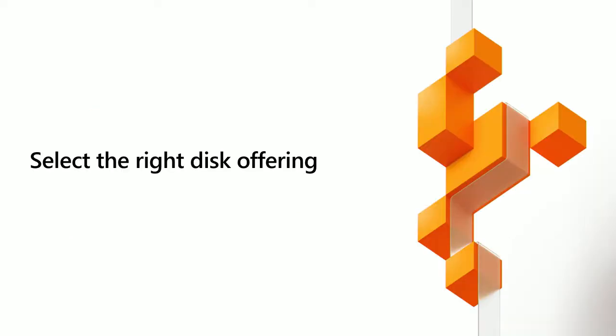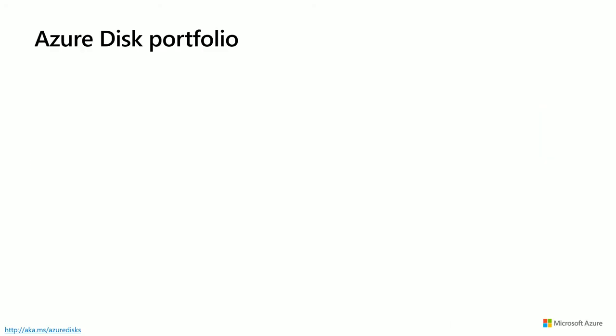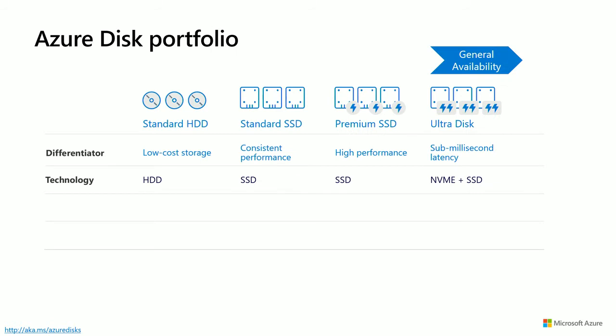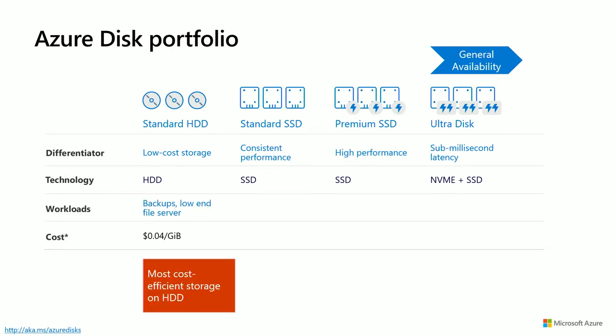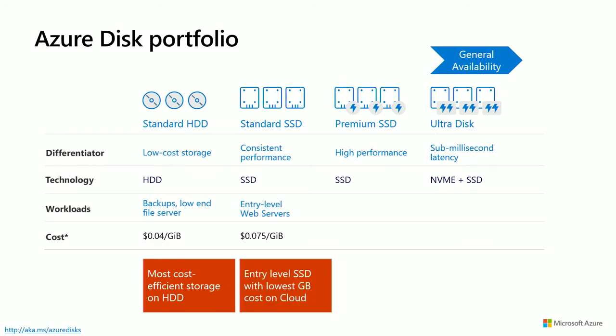Let's get started. We'll start with selecting the right disk offerings. Azure provides you the most comprehensive disk portfolio, ranging from standard HDD to Ultra disks. The underlying hardware and software technology determines the performance characteristic and also the price point. We have our most cost-efficient storage on HDD, ideal for backup type of workload. Then we have entry-level SSD, where we offer the lowest per GB price SSD on the cloud. It is good for entry-level web service, where you don't need super high transactions.